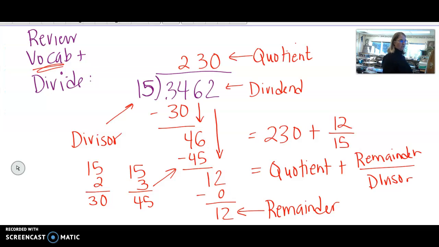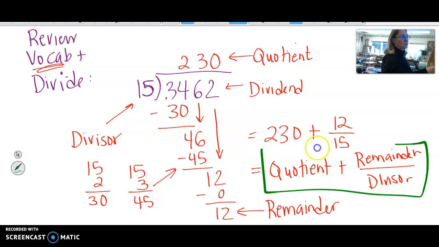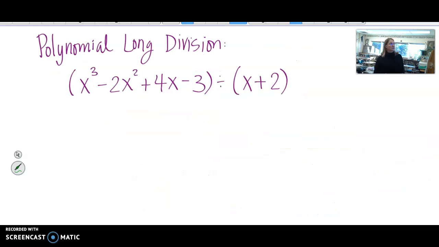So we're going to write our answers to the polynomial long division. There's different ways to do it, but what I want you guys to do for our review is to write the answer after the long division as the quotient plus the remainder over the divisor, and that's the result of the division. Okay, so here's our first example of polynomial long division. So you guys need to write this example down.